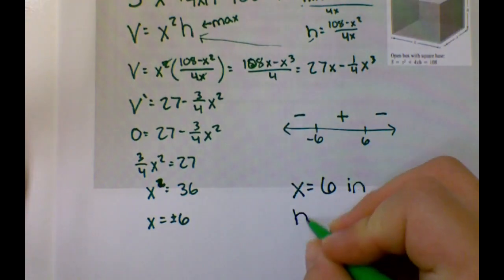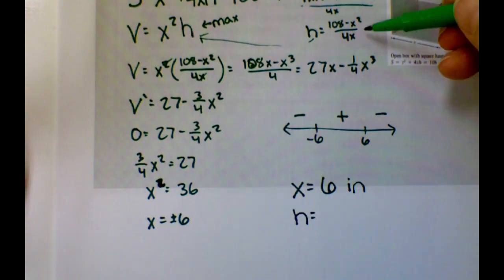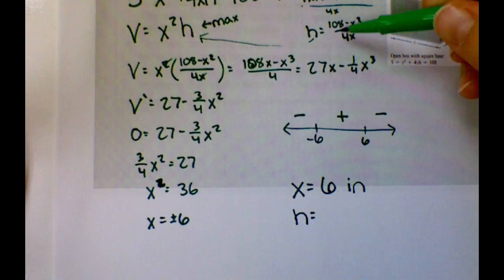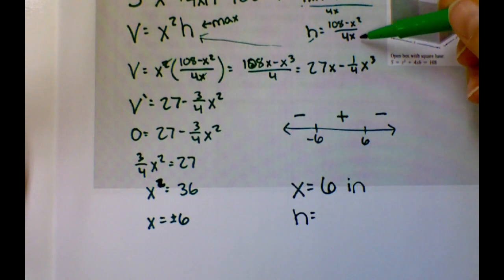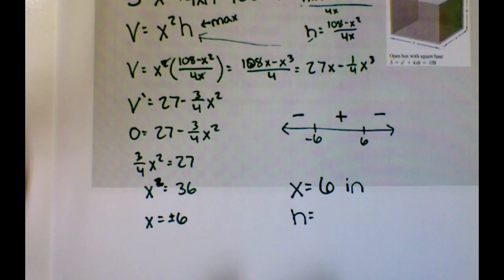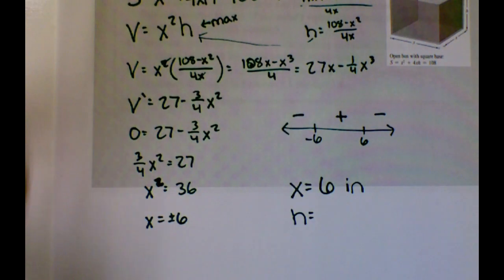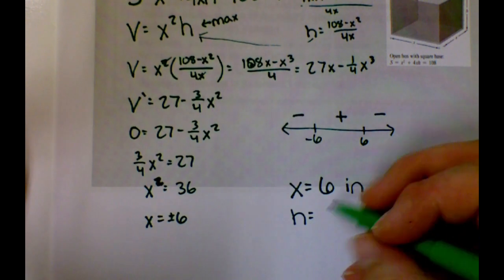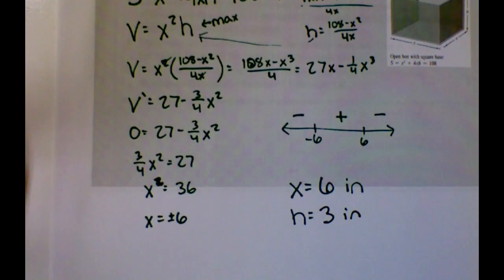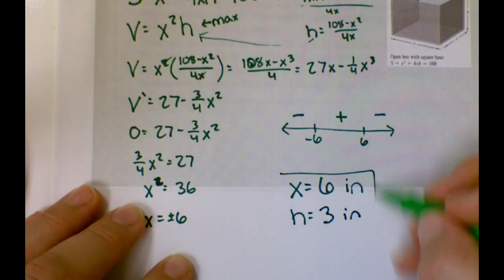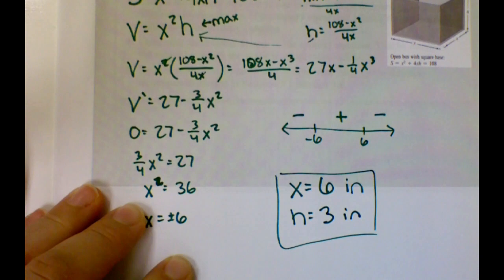Now I still need to figure out what that height is going to be. For that height, I'll go back right here. 108 minus 6 squared over 4 times 6. Sounds like a calculator problem to me. I want to make a box where that base is 6 inches by 6 inches and the height is 3 inches.